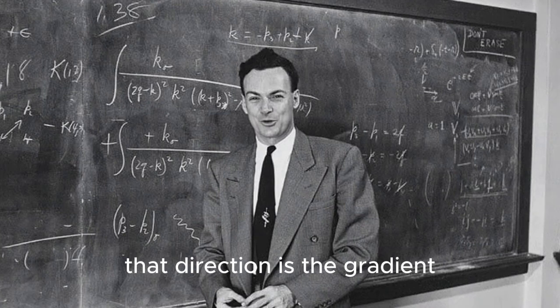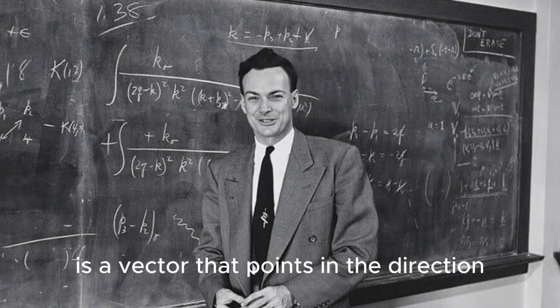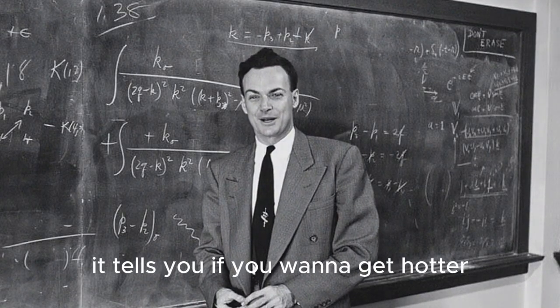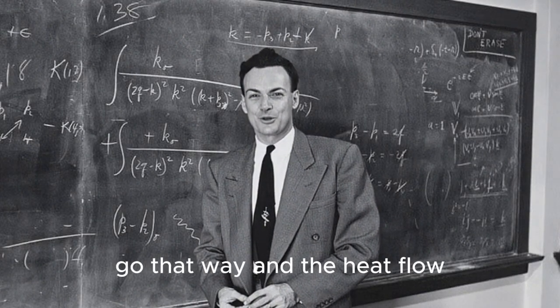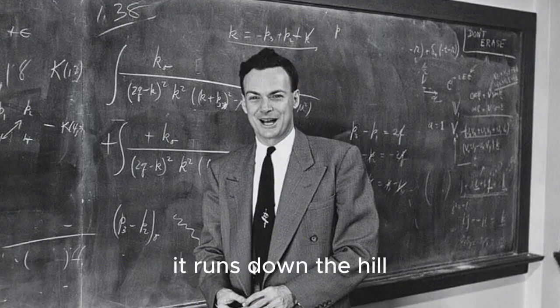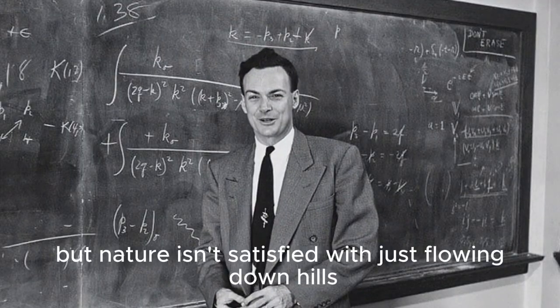That direction is the gradient. The gradient of the temperature field is a vector that points in the direction of the hottest change. It tells you if you want to get hotter, go that way. And the heat flow simply obeys the opposite of the gradient. It runs down the hill. But nature isn't satisfied with just flowing down hills.